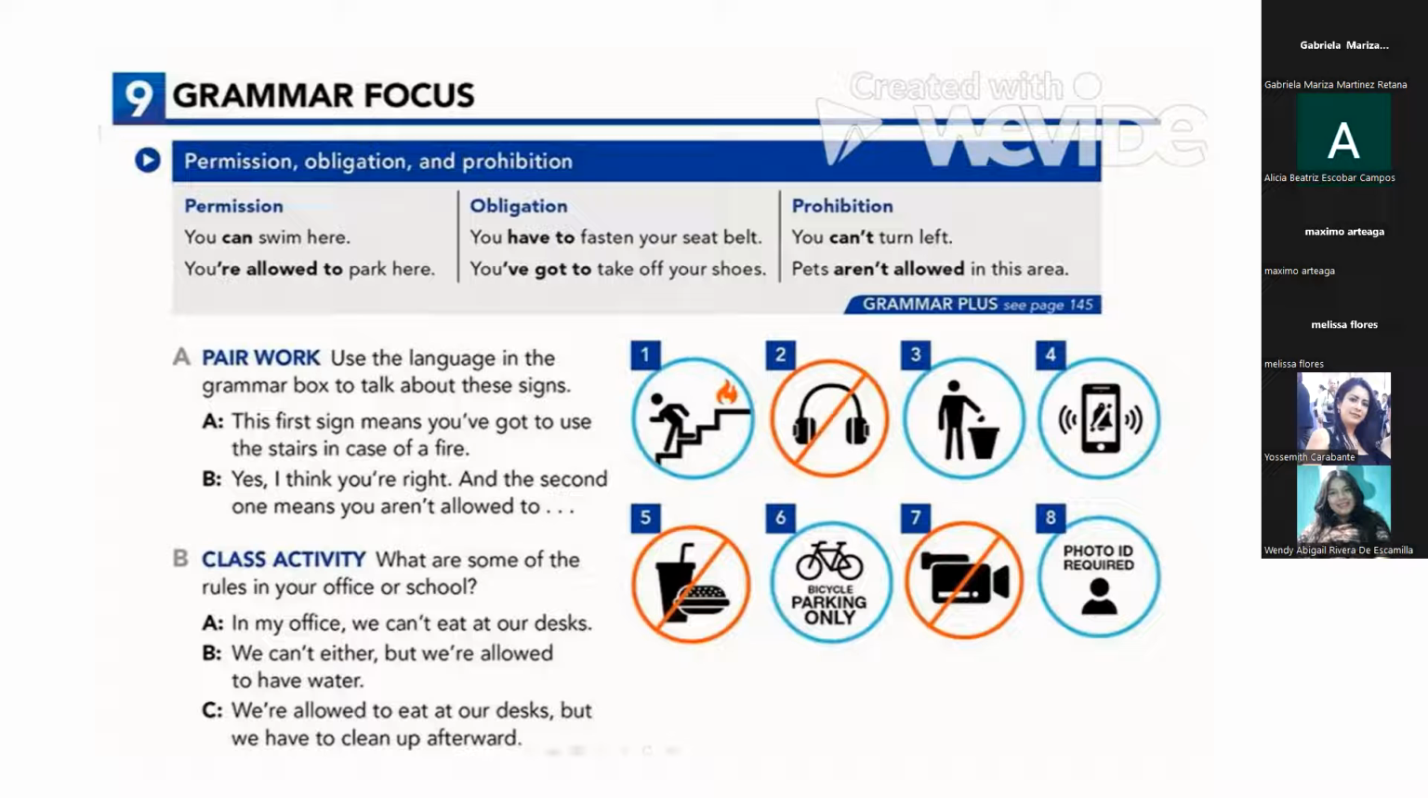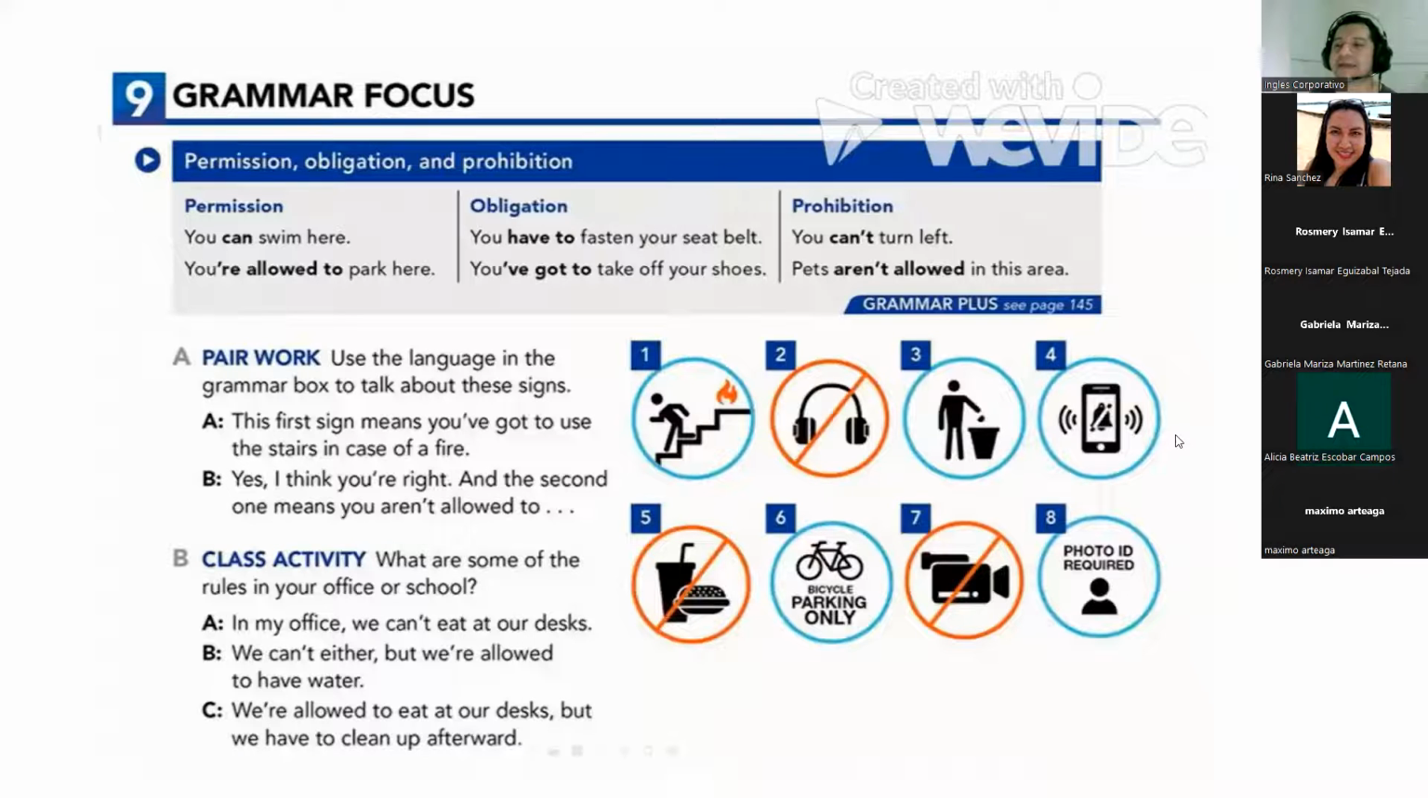For example, number one, what do you think this is, like a permission, a prohibition, obligation? What do you think that is? The fire. Obligation. And what is that sign trying to tell me? ¿Qué me está tratando de decir el número uno? You have to get away from fire. Yes, probably. If there's a fire, you have to go downstairs, right? Tiene que ir hacia abajo si hay algún fuego, ¿verdad? Let's say if we are on the second floor, en el segundo piso, probably that's what the sign is about.